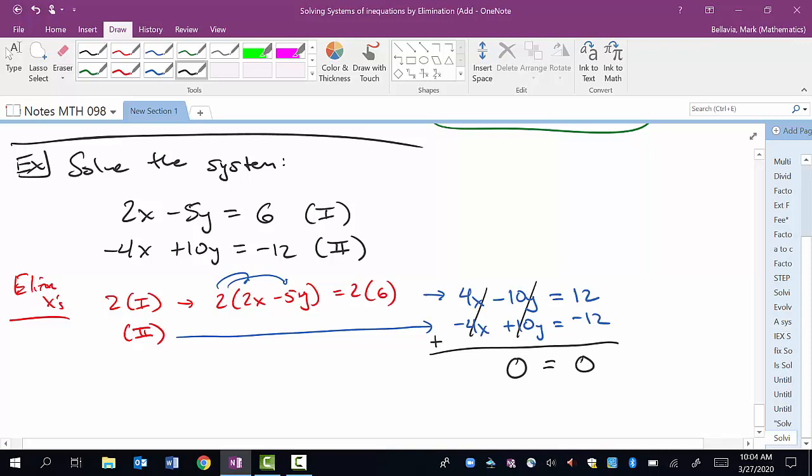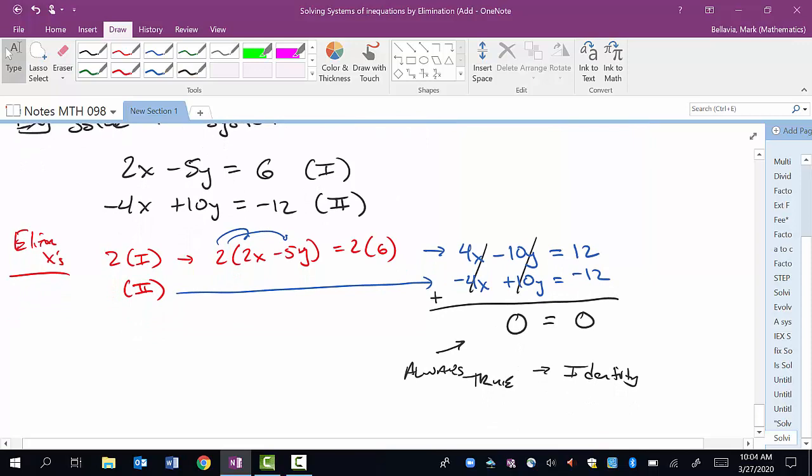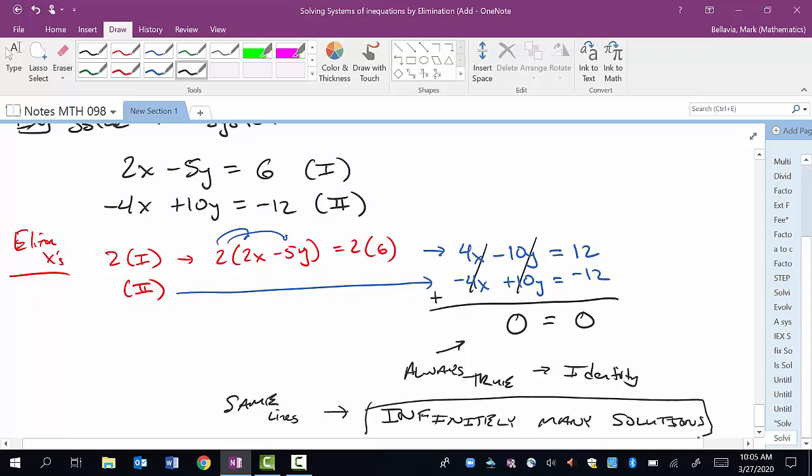But is this true or false? Well, 0 equals 0, that's always true, right? So this is always true. We call this an identity. But what it really tells us is that every point on line 1 is also on line 2. In other words, they're the same lines. And if they're the same lines, then the actual answer is that there are infinitely many solutions.